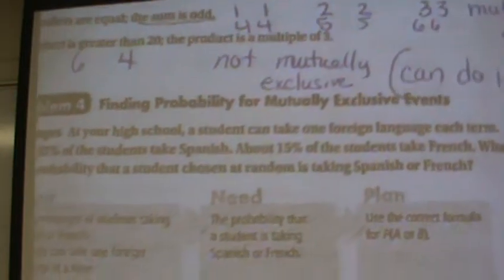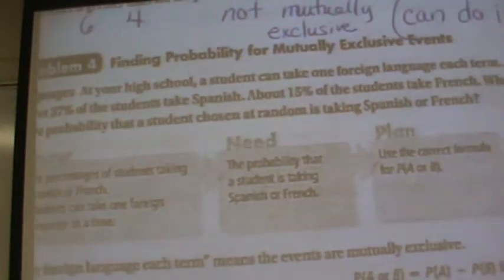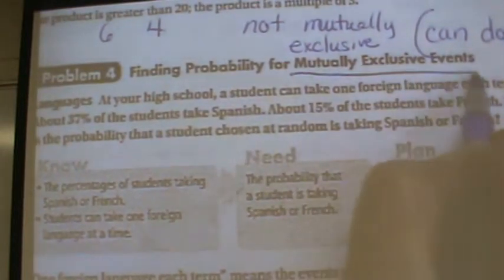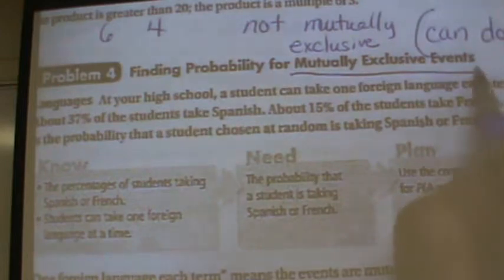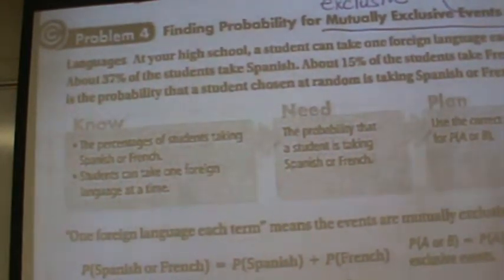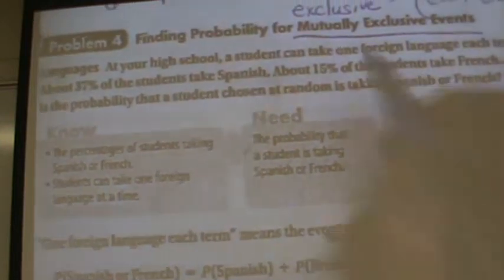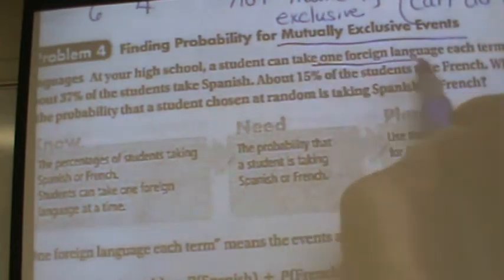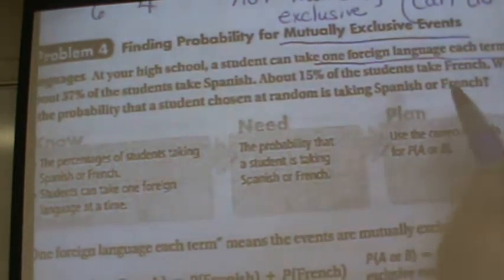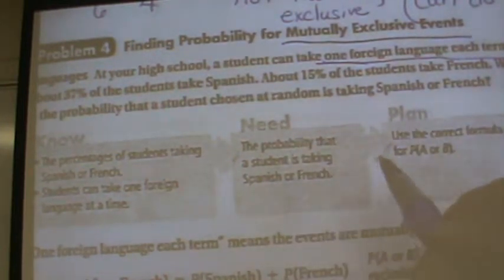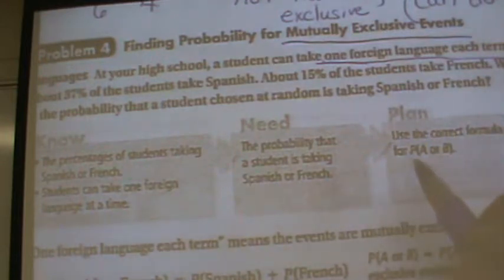Okay, now, if you can't do the two events at the same time, they're mutually exclusive. Here's a good one. You're only allowed at the school to take one foreign language each term. You can only take one. So my question is, can you take Spanish and French? No, they're telling you you can only take one foreign language.